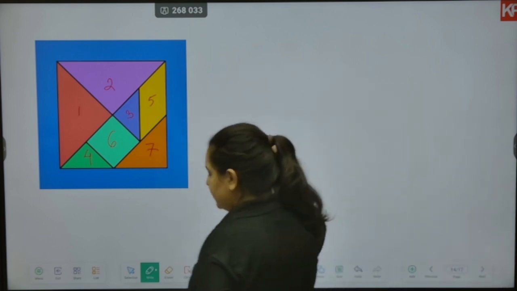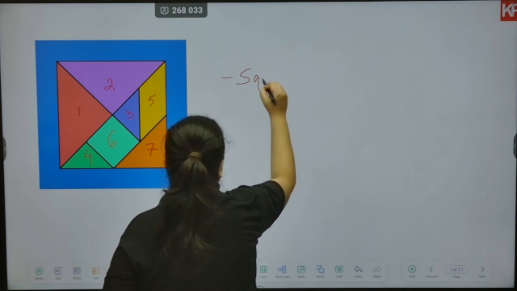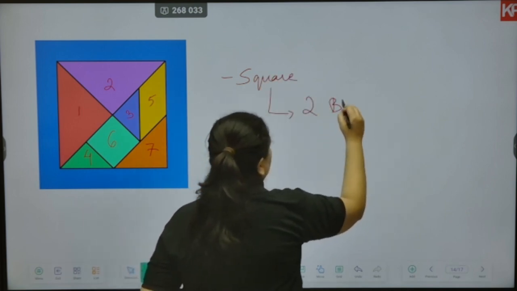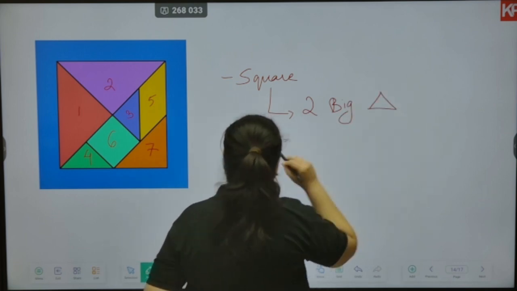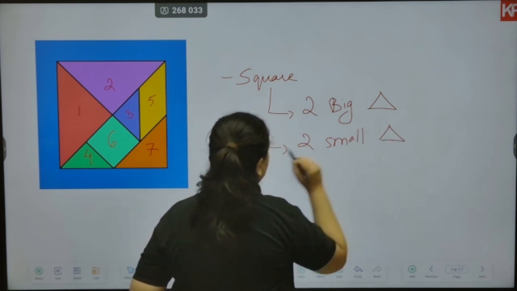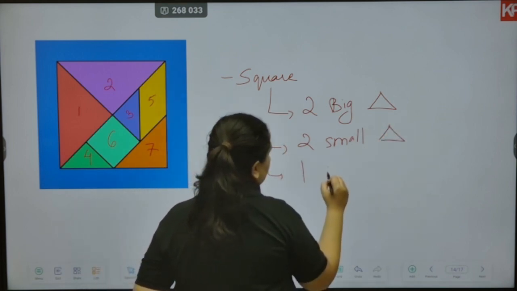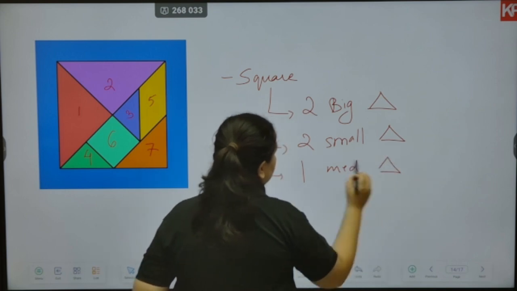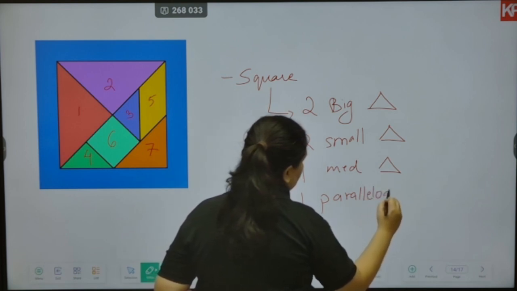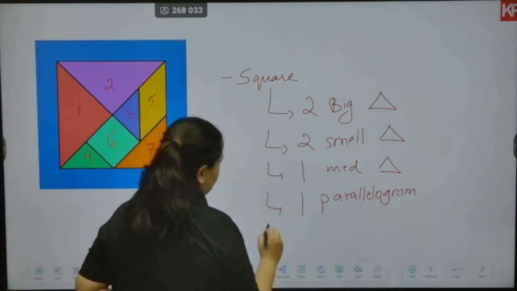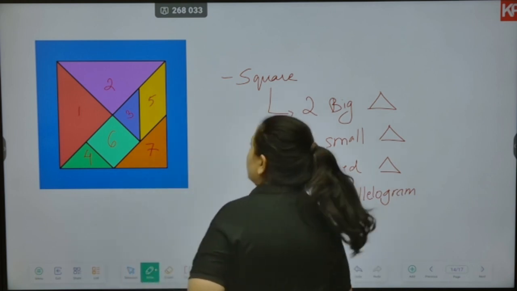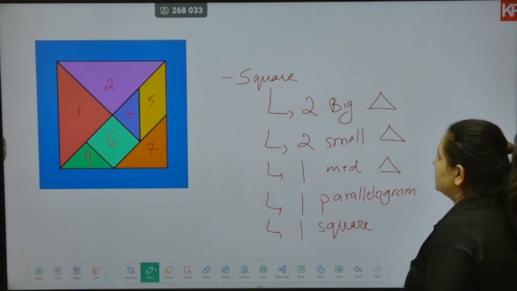Okay, so let us write it down. A square is getting divided into 2 big triangles, 2 small triangles, 1 medium triangle, one parallelogram, and one square. Okay, you can remember it for the ease of solving questions in exams.